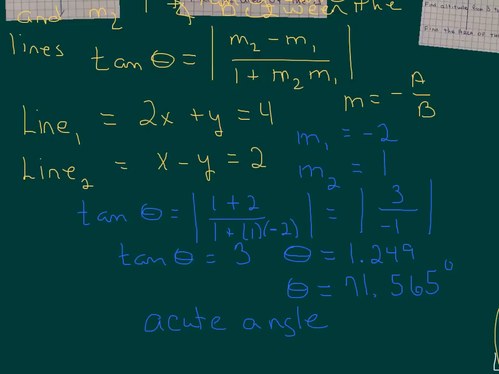And as I said before, if you're not given line 1, line 2, if they don't specify line 1 or line 2, because you're taking the absolute value, you will get the same answer. There are times when you will be asked to find the distance between a point and a line, and there's a formula that we can use for that.